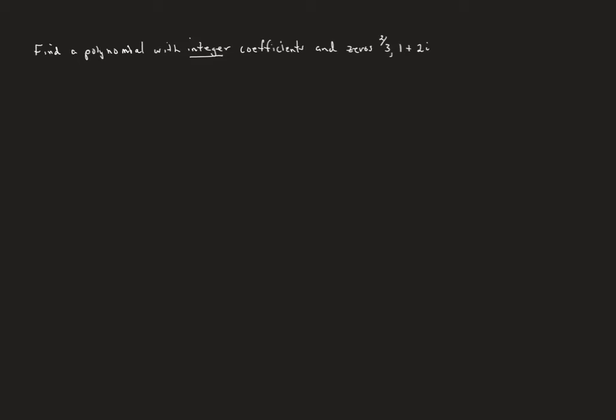So let's find a polynomial with integer coefficients and zeros 2/3 and 1 plus 2i. So we know from our complex conjugate pairs theorem that our polynomial is also going to have 1 minus 2i as a zero. Now we want factors, so we know that x minus 2/3 would be a factor, but since we want integer coefficients, we want to clean this up and make it something that is not going to give us fractions. So if we multiply through by 3, that's going to give us 3x minus 2 as a factor.